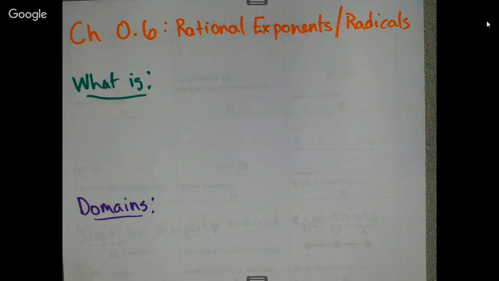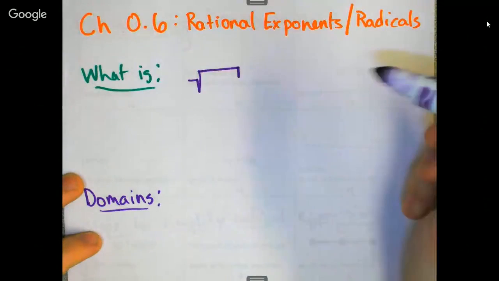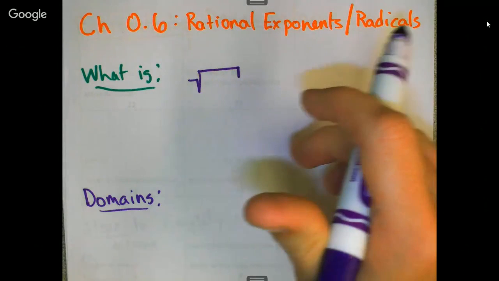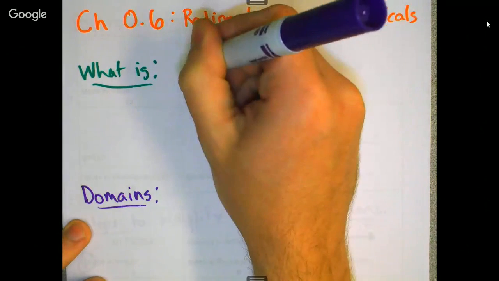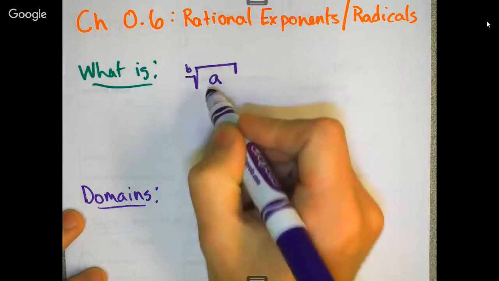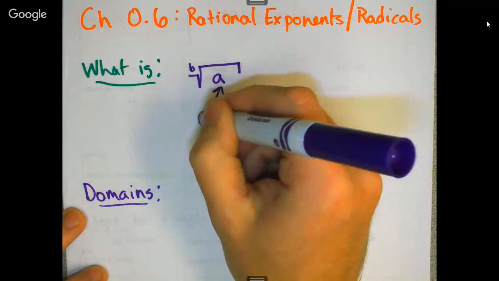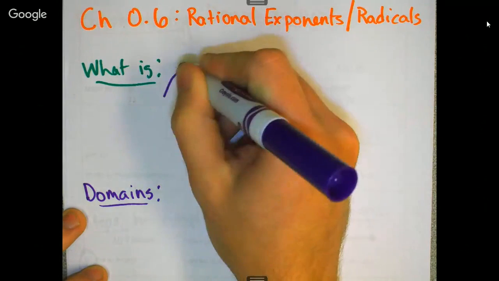So what are rational exponents and what are radicals? First, let's go back over what a radical is. That's the radical symbol, often known as a square root, but it is more than just a square root. You have two numbers here with your radical. The sign is actually called the radical. This is called the radicand. And this up there is called your index.